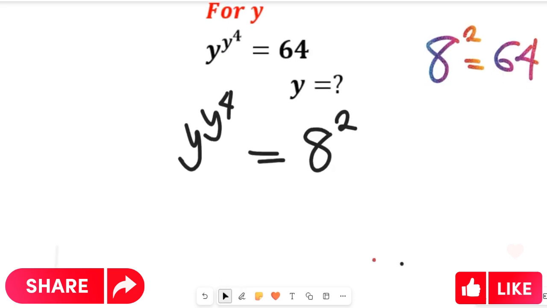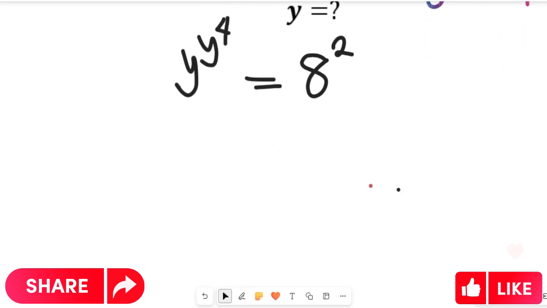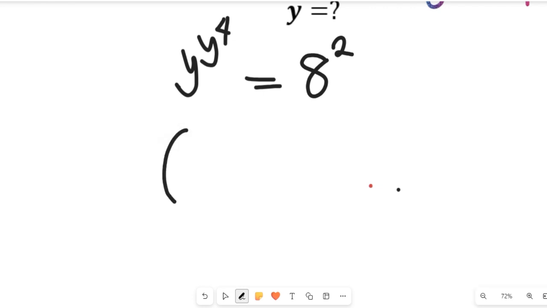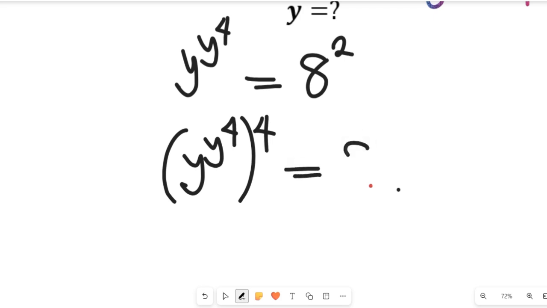Now, what do we do from here? What I think we should do is to multiply through by the power of 4. Now, why are we doing that? Just continue watching to see why we did that. To find the value of y, we're going to multiply through by the power of 4. Now, if we multiply both sides by the power of 4, this will give us 8 to the power of 2 multiplied by the exponent 4.